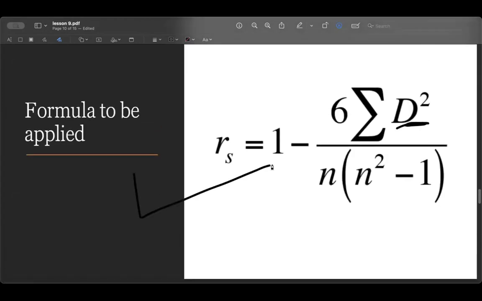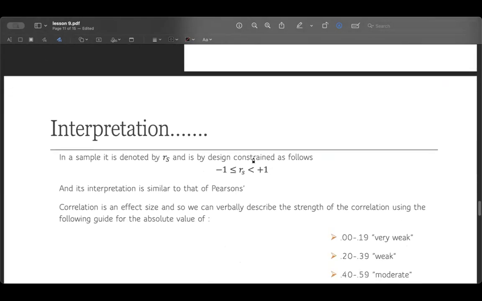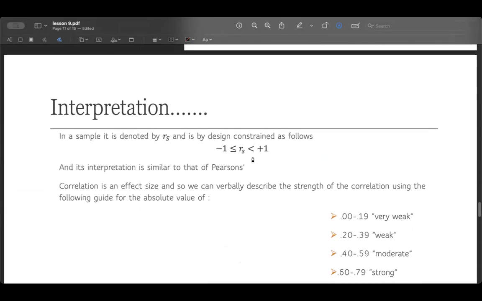Okay, this is the formula to be applied. Is it clear, the terms we have here? Okay. Now for the interpretation, same as for the previous one, whether it's Pearson correlation or Spearman correlation, it is also between -1 and +1. In a sample, it is denoted by RS and is by design constrained as follows. Its interpretation is similar to that of Pearson's.